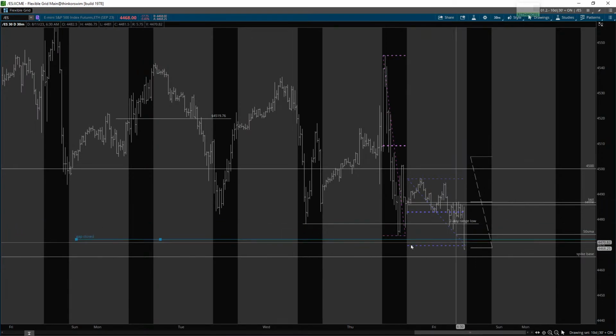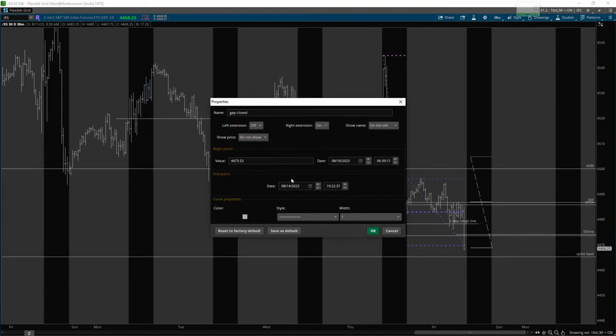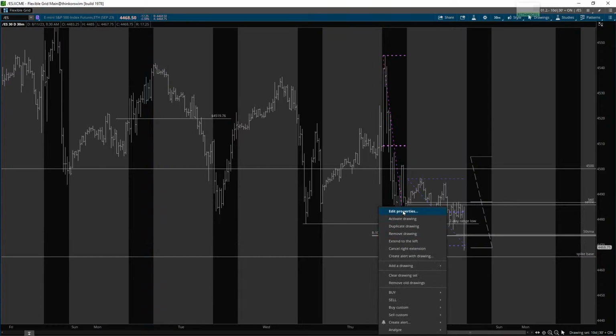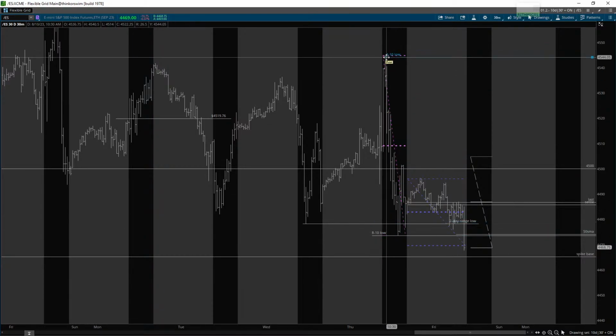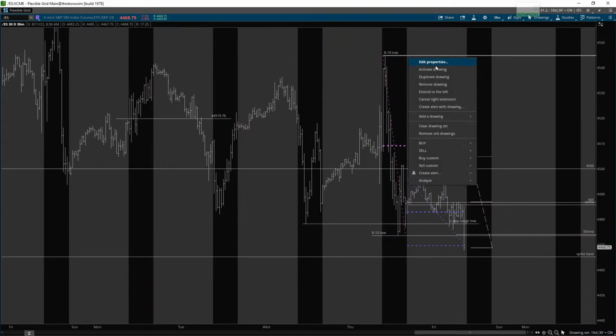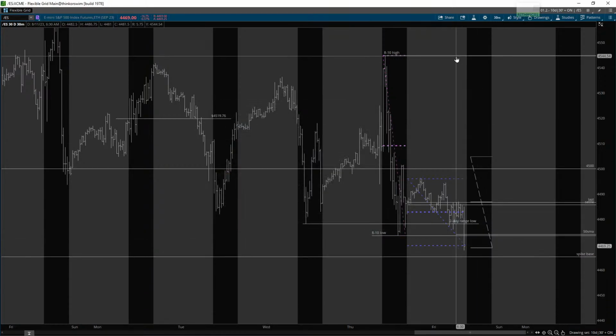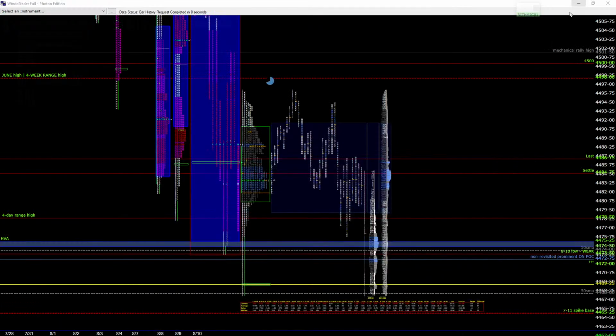Come on, how big is this? Okay. This is not gap closed now. What is this? Yesterday's low. 810 low. 810 low. And this is 810 high. Eighteen high, 18 low.